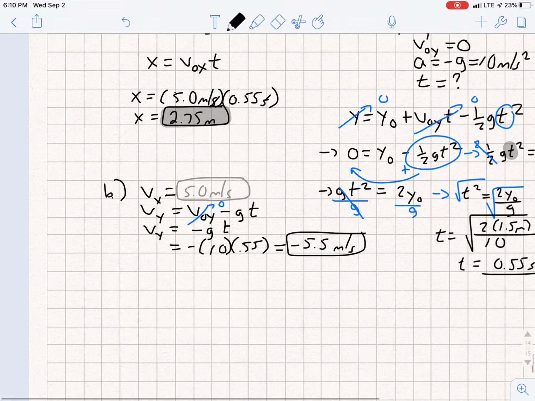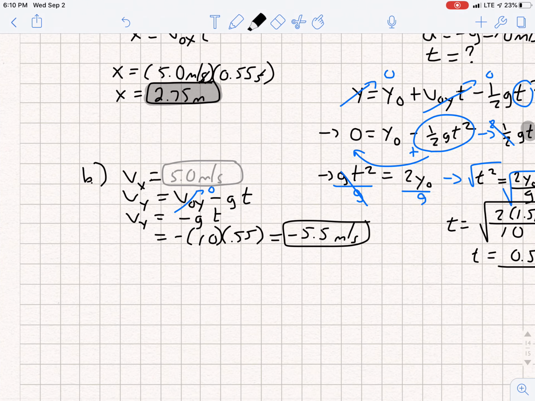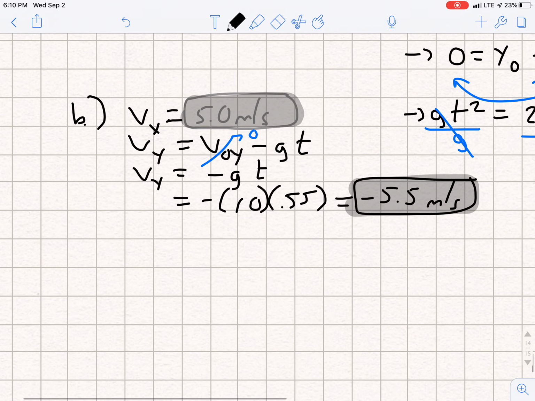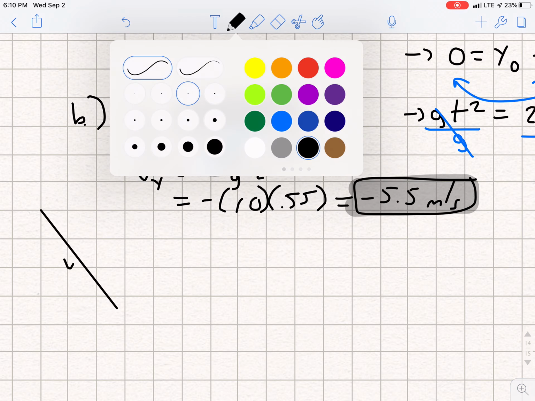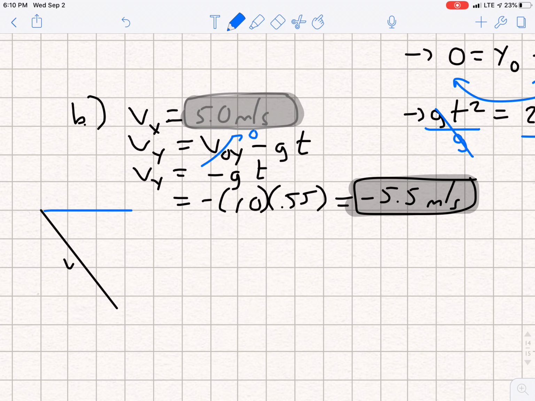Now, if we were to go one step further, these are the components for velocity, so technically we're done with the problem. But if we wanted to find the speed, how fast was Tom going when he hit the floor, we now need to do this. Here was the velocity. This was Vx. And this was Vy. We need to use Pythagorean theorem. V squared, which is the speed, the hypotenuse here, is equal to Vx squared plus Vy squared.